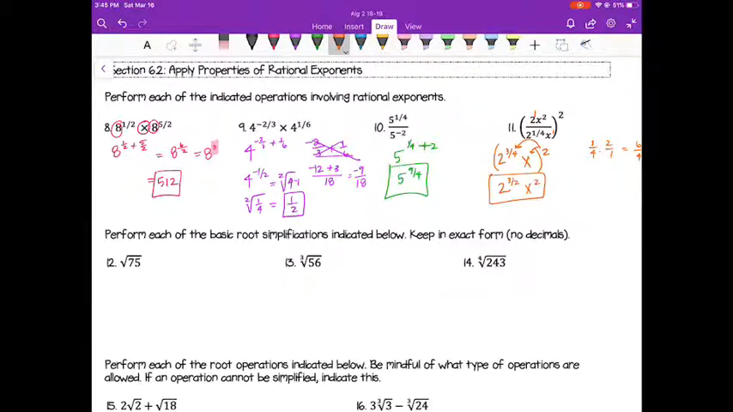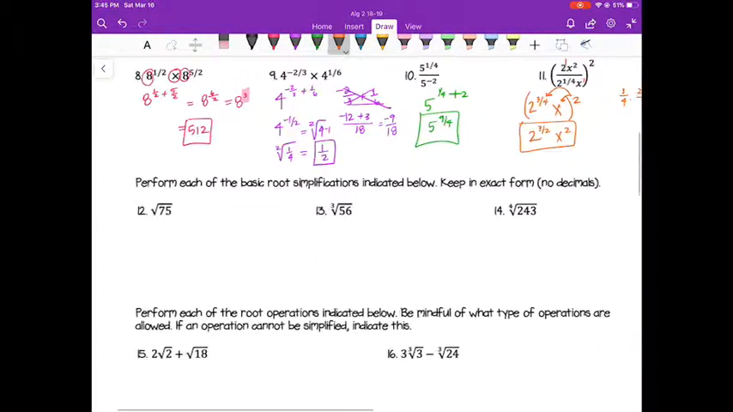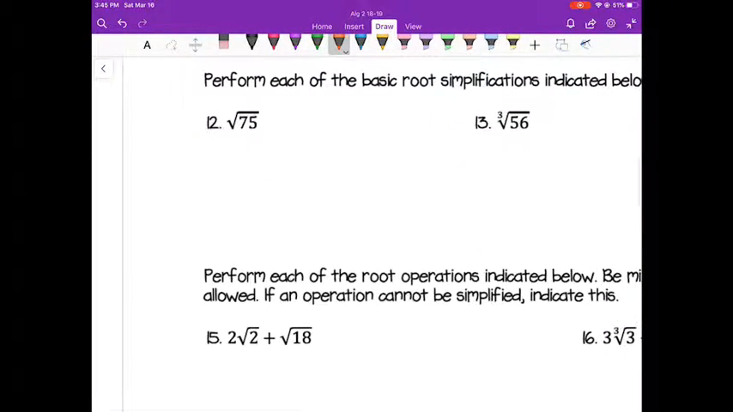From problems number 12 to 14, we are asked to simplify and keep an exact form. So we remind ourselves how to break radicals out of jail when we have square roots. And remember that if we don't see our index, it's an invisible 2. So I make my factor tree. I am looking for numbers that are perfect square values because of the index of my radical.